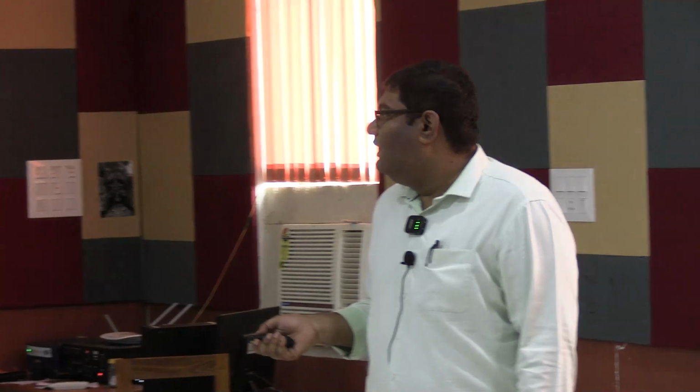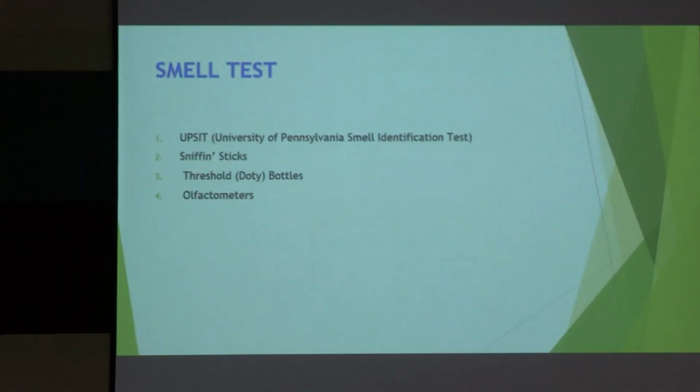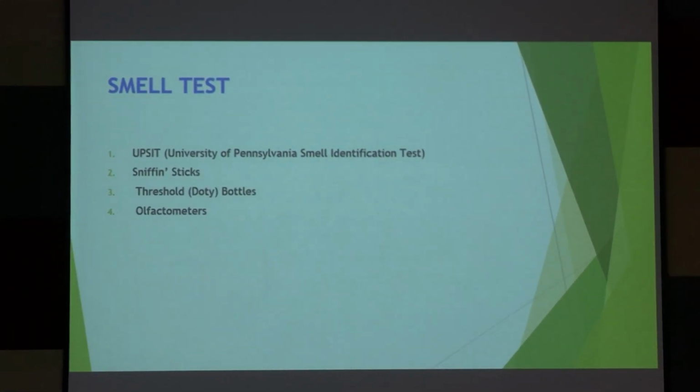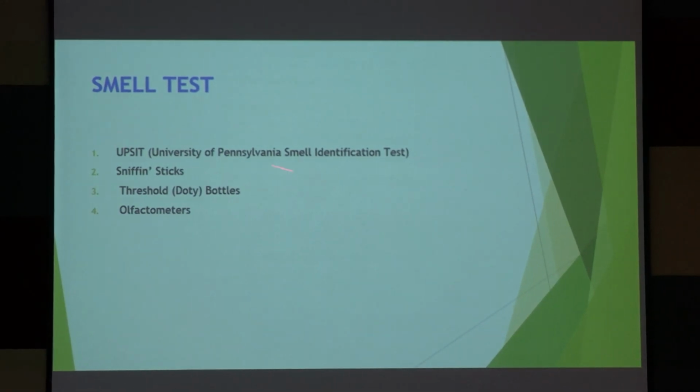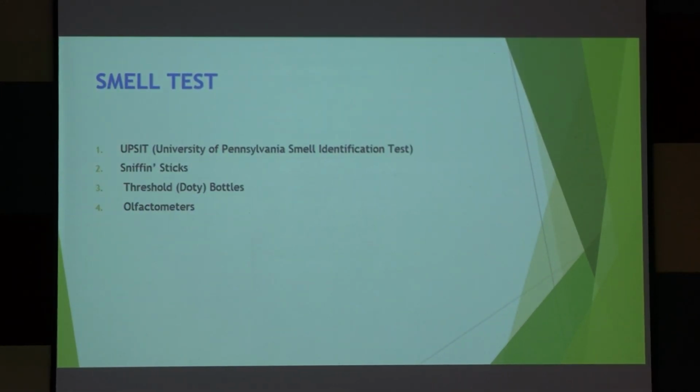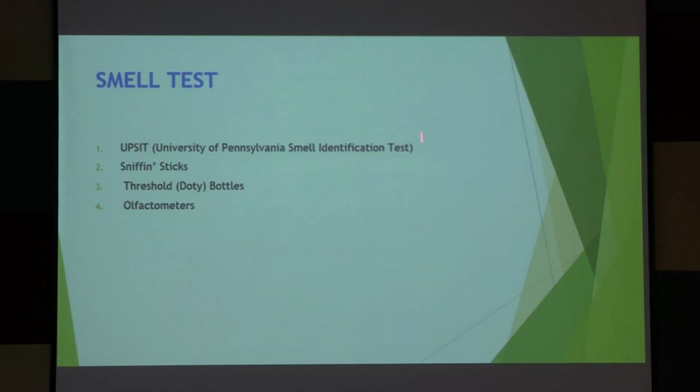And cacosmia is foul smell, dead body smell. How do we test our smell sensation, olfaction? This is generally not asked in the examination, but at least know the name UPSIT, the University of Pennsylvania Smell Identification Test. How it is done is a very advanced thing. If you are not getting the basics, how can I proceed?